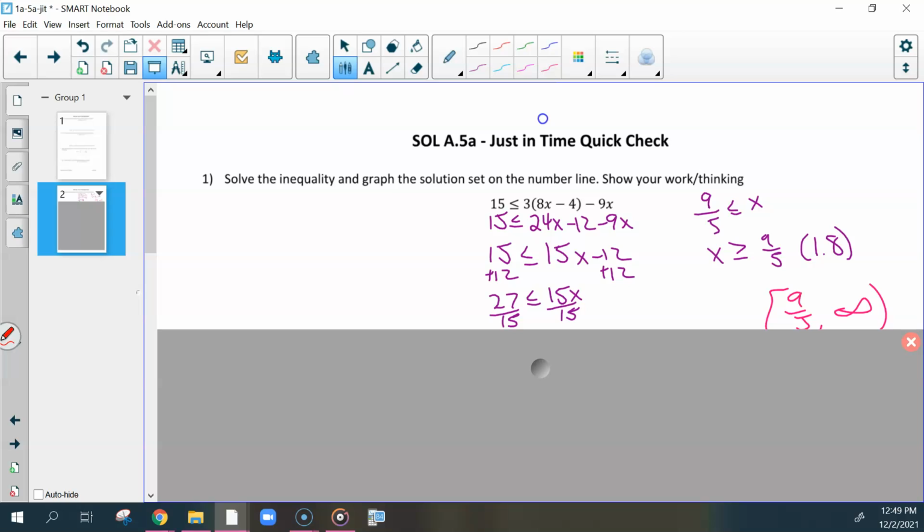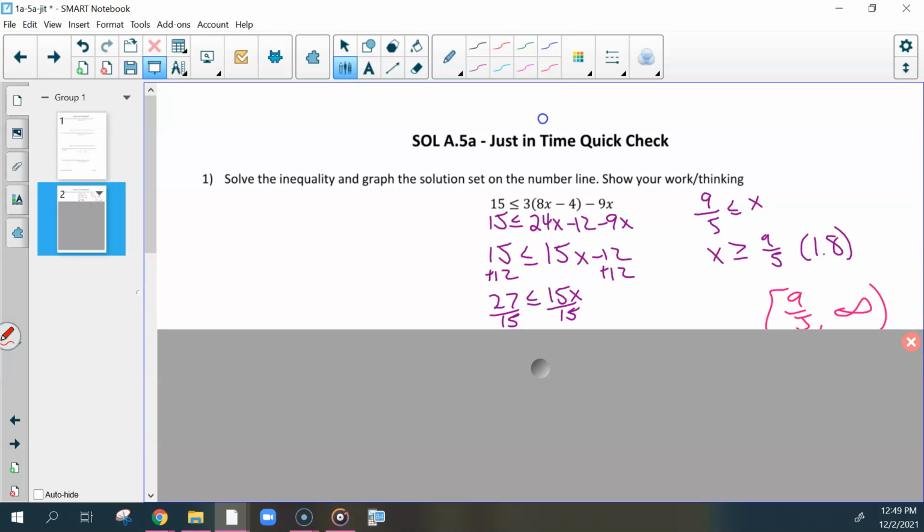I switched the order of these two so I would know how to graph this. So x is greater than or equal to 9/5. If I read this way, x is greater than or equal to 9/5, it's the same thing. But if I read it the opposite way, it gets confusing.